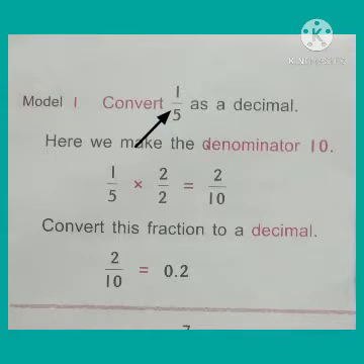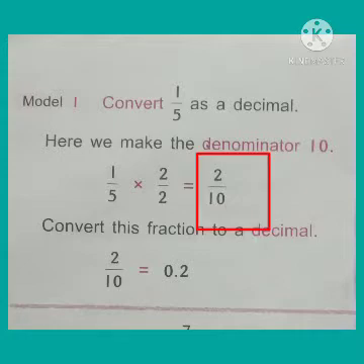See children, here we have to convert 1 by 5 as a decimal. Here we make the denominator 10. What we have to make? The denominator 10. Here the denominator is 5, no? So in 5 table 10 is there or not there, children, tell me? Yes, in 5 table, 5 2s are 10. So here we have to multiply the numerator and denominator by which number, children? Yes, by 2. 1 2s are 2, 5 2s are 10.